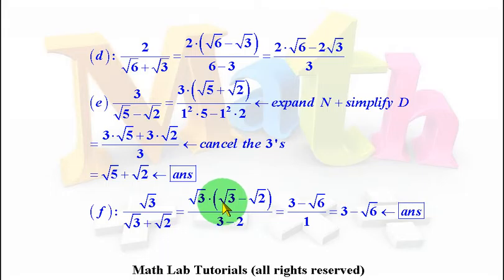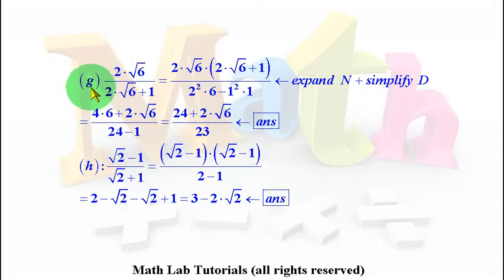And then all we have to do is expand. Root 3 times root 3 is 3. And root 3 dot minus root 2 is minus root 6. And then 3 minus 2 is 1. And of course, the 1 on the bottom does nothing. So we get 3 minus root 6 is the final answer. So let's look at the next slide.